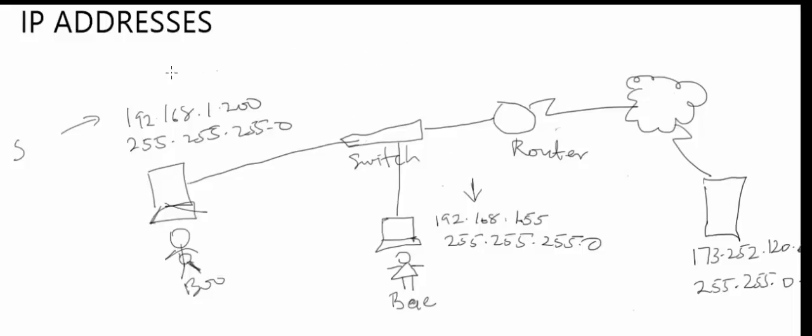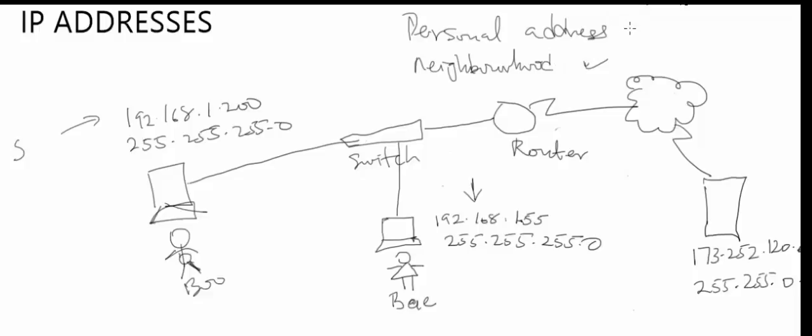Let me just tell you what the subnet mask does. The subnet mask tells you which part of the IP address is used for the personal name, the personal address, and which part of the complete IP address is used for the neighborhood address. Basically, in engineering parlance, it says which part is used for host addressing and which part is used for network addressing.